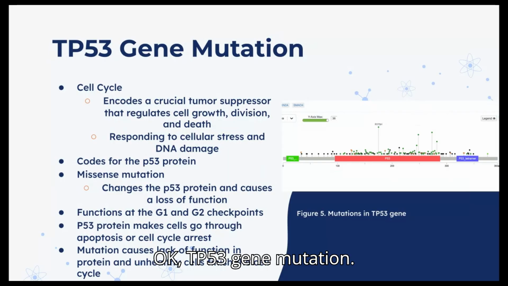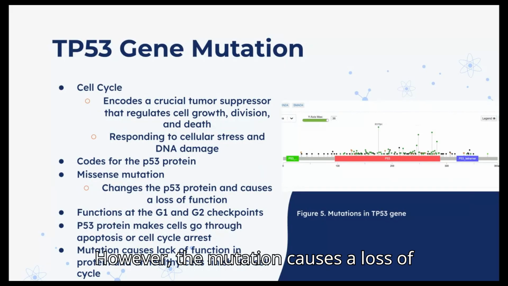Okay, TP53 gene mutation. In the cell cycle, the TP53 gene encodes a crucial tumor suppressor that regulates cell growth, division, and death, and it responds to cellular stress and DNA damage. It codes for the P53 protein and is a missense mutation, and it causes a loss of function in the protein. This protein usually functions at the G1 and G2 checkpoints, and it makes cells go through apoptosis or cell cycle arrest, meaning it makes the cell exit the cell cycle.